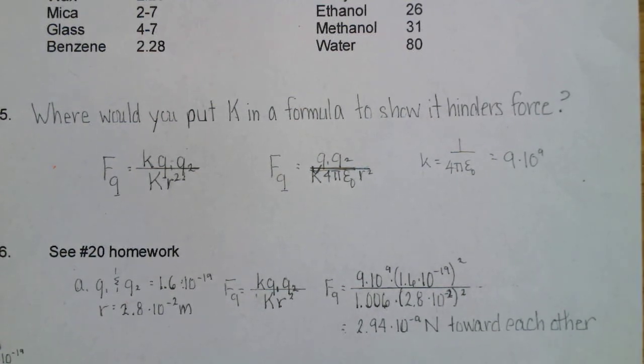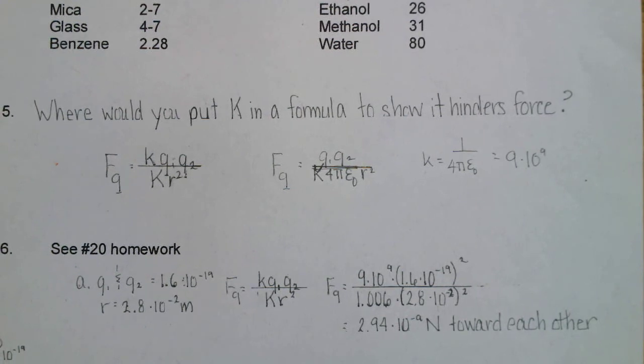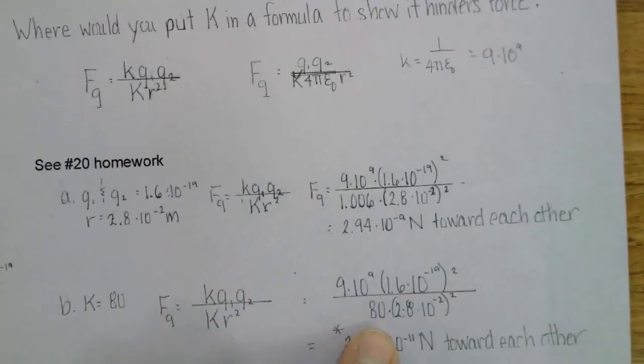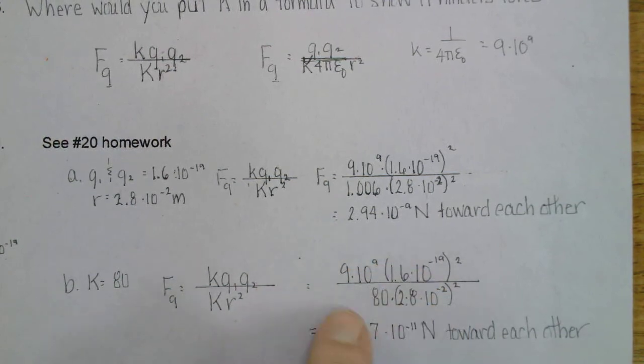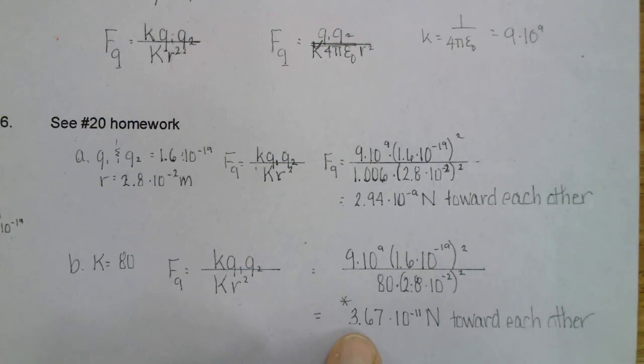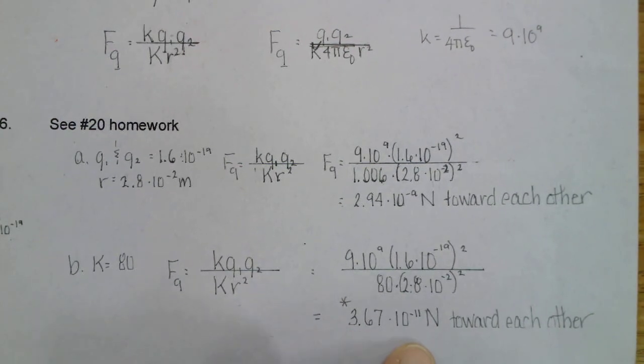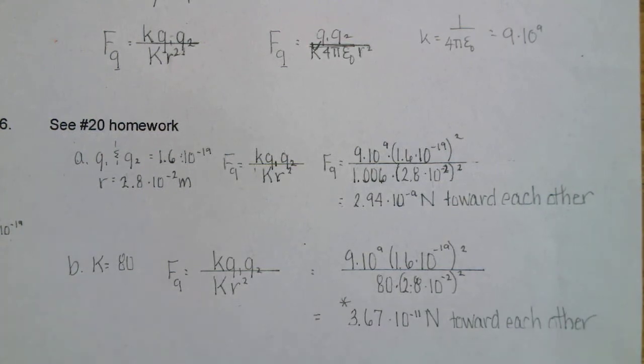Then the second part of the question was, what is going to be that same force in water instead? So now we look at the dielectric constant for water, and it's 80. It's the exact same equation, only this time instead of 1.006, I'm going to put in 80. And my new force is 3.67 times 10 to the negative 11 newtons toward each other. The reason for both of them being toward each other is that I started out with opposite charges. One was positive, one was negative. So in both cases, the force is directed toward each other.